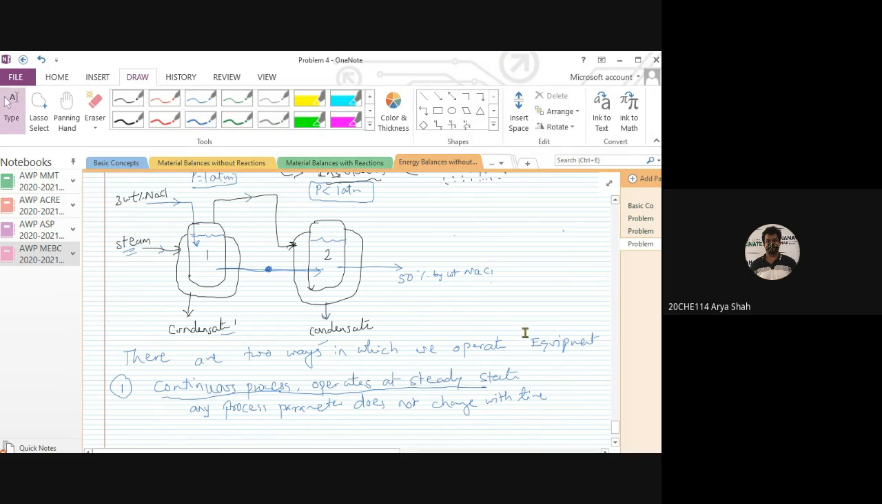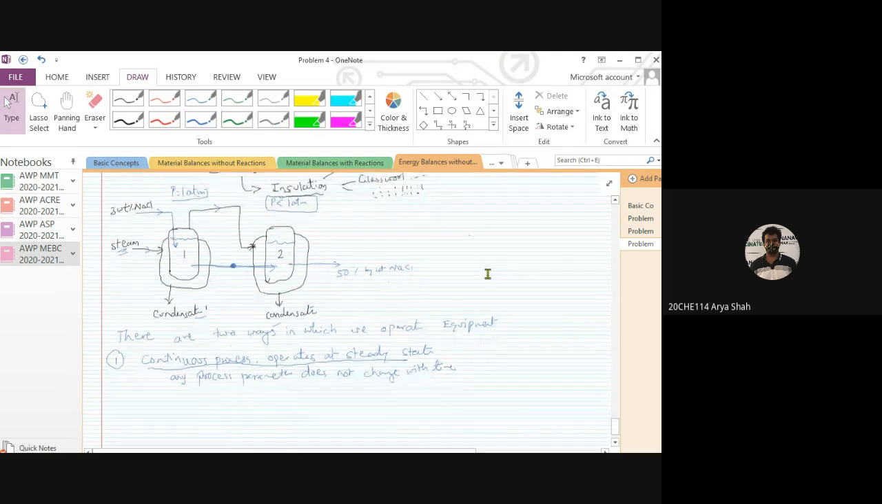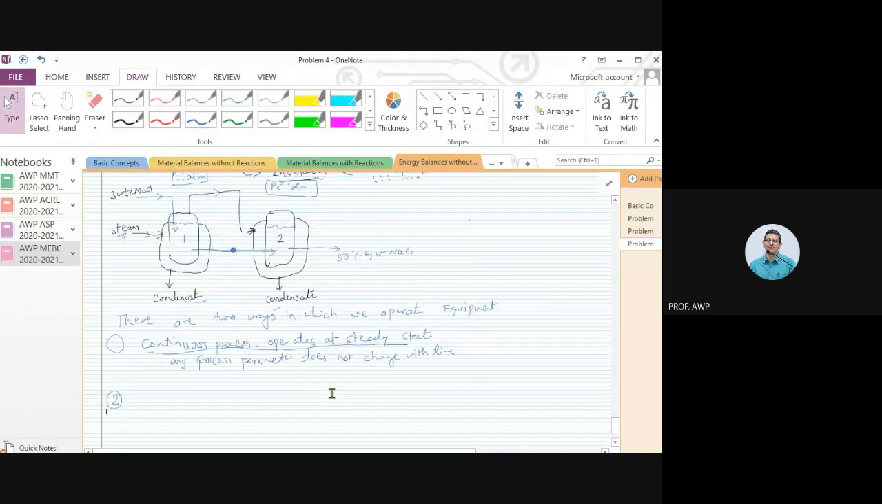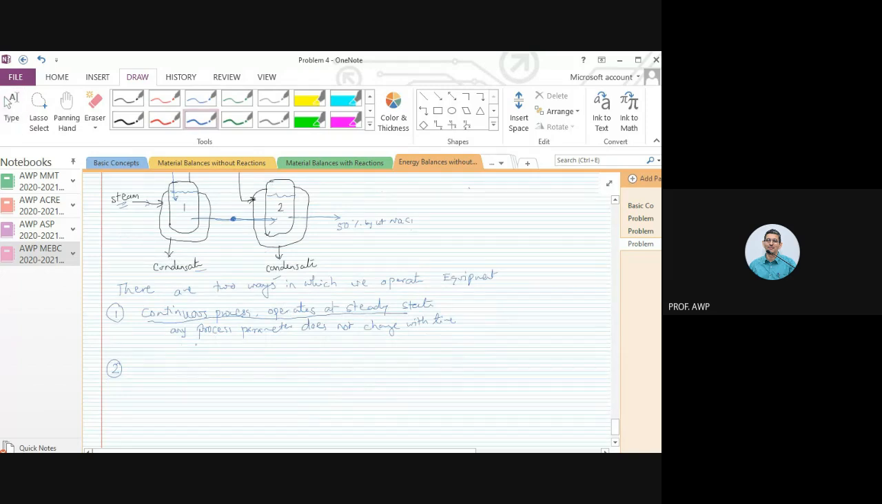I understood that. Okay, but then the second question still remains. Yeah, the second question I'm answering, at least part of the question. Yes or no? Yes, sir. Okay. So the second question is, no, not the second question. The two ways in which we operate a plant.